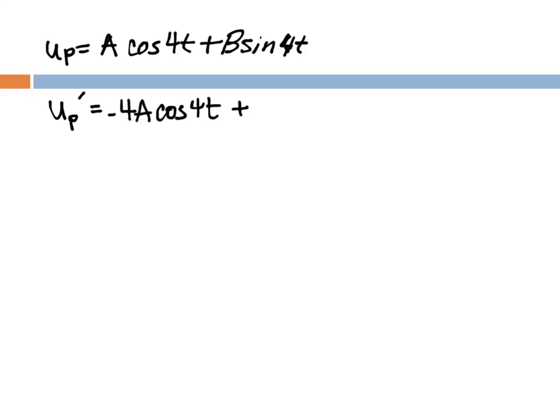Sine 4t. Oh, I'm sorry. Did I write it wrong? I sure did. Forgot your derivative. Okay. All right, negative 4a sine 4t plus 4b cosine 4t. I need to do this again. U sub p double prime. Now what?